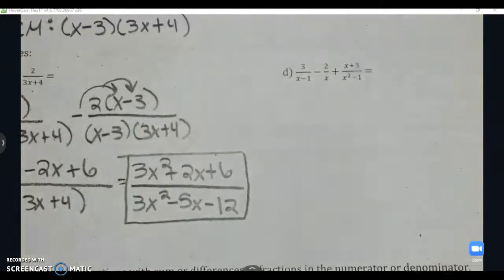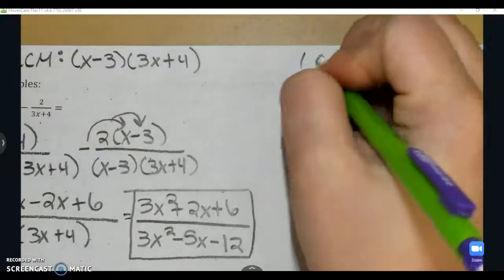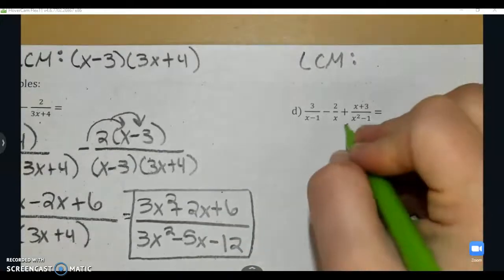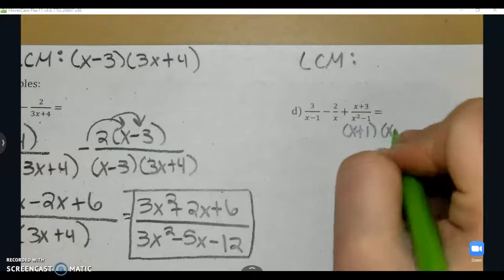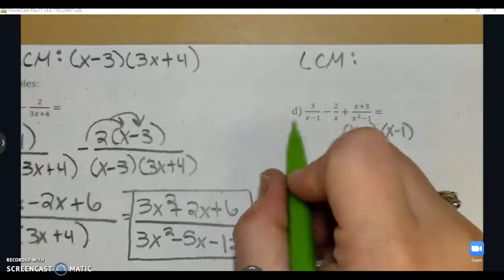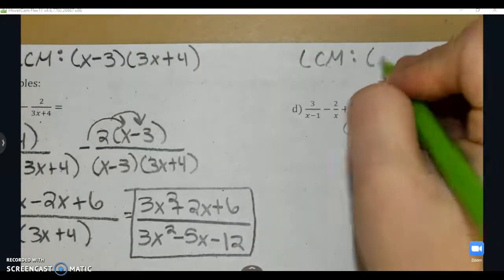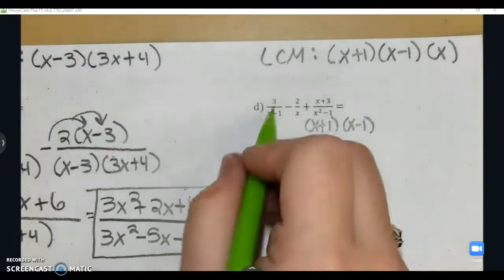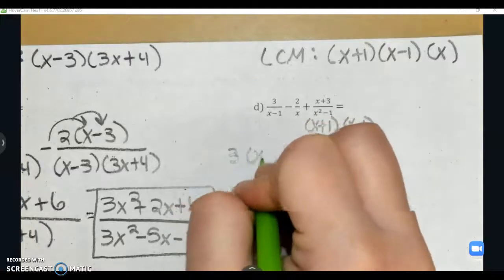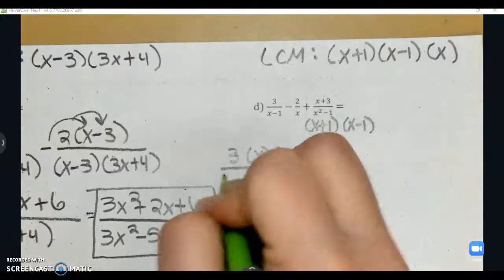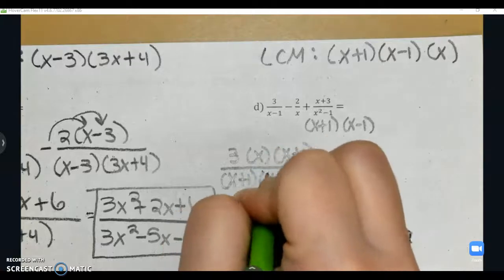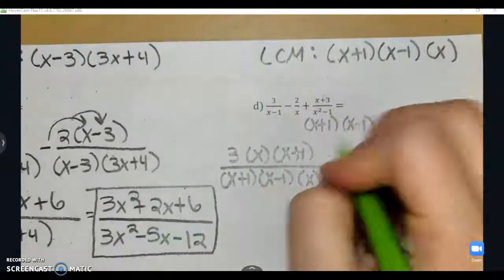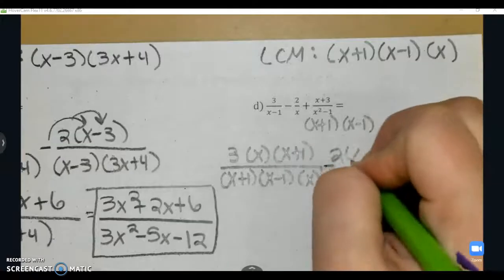All right, let's do this again on D. Again, I need a least common multiple, and let's see if I can factor any of these denominators. X squared minus 1, that's a difference of squares. So that's the same thing as x plus 1 times x minus 1. So my least common multiple between my three denominators is going to be x plus 1, x minus 1, x. So our first fraction will need to be multiplied by x and x plus 1 in the top and the bottom. Okay. Our middle fraction is going to need to be multiplied by x plus 1 and x minus 1, also in the top and the bottom.